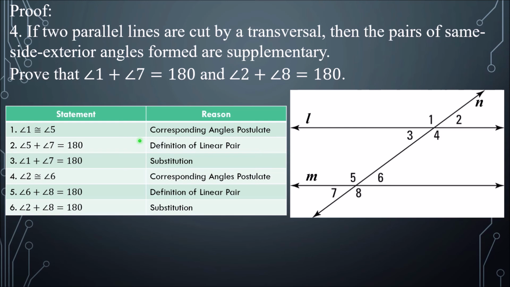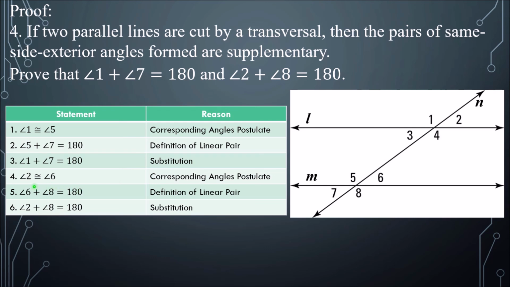And let's have the proof of this theorem. So angle 1 is congruent to angle 5. 1, 5. Corresponding angles postulate. Angle 5 plus angle 7 is equal to 180. 5 plus 7, 180. And that's because of the definition of linear pair. So 7 and 5 form a line. So they are linear pair. Now we substitute this 5 by 1. So angle 1 plus angle 7 is equal to 180. Substitution. So that's the first part.